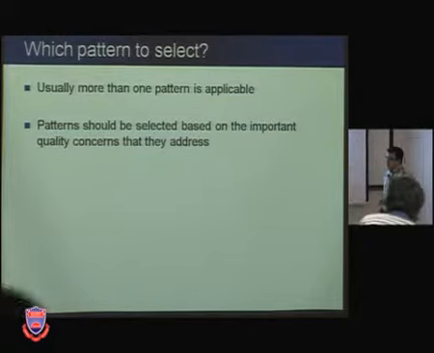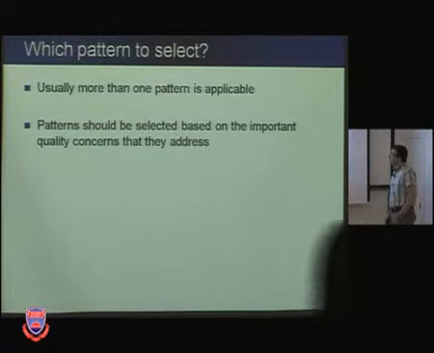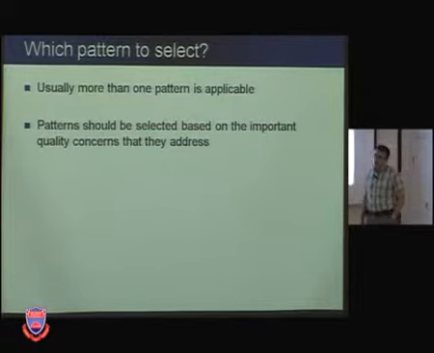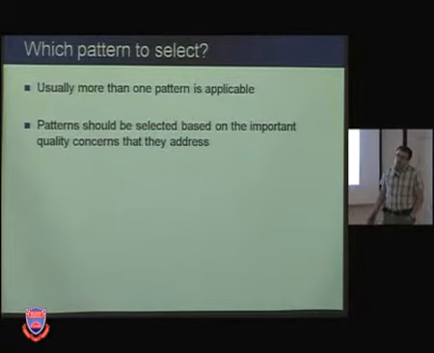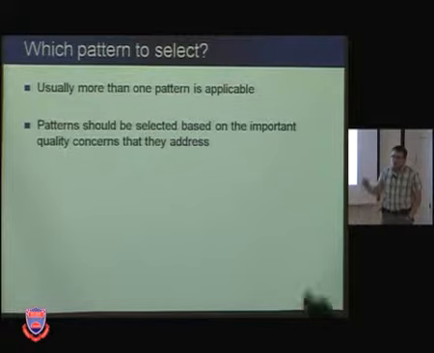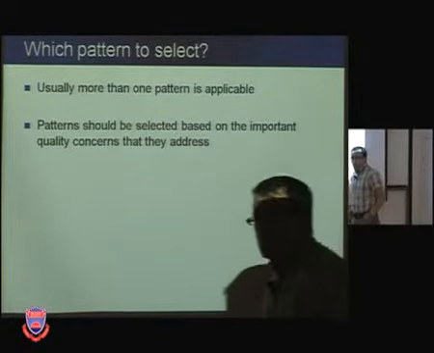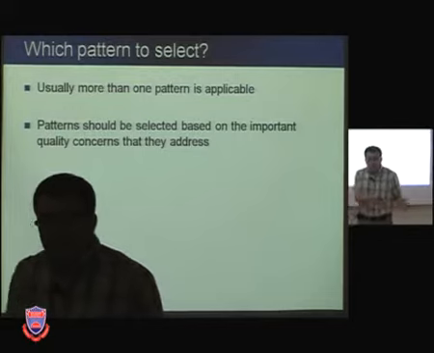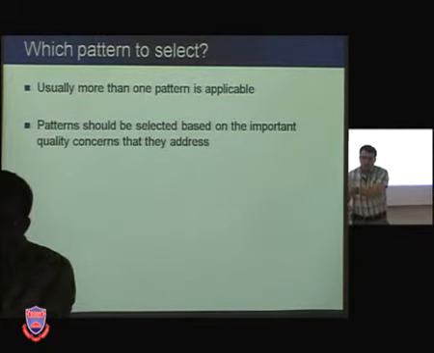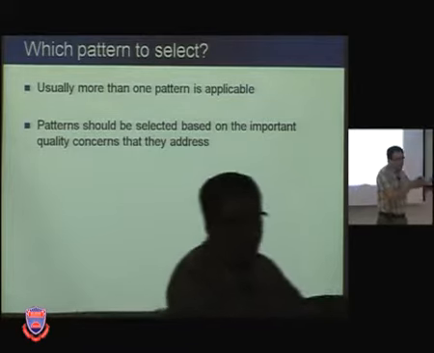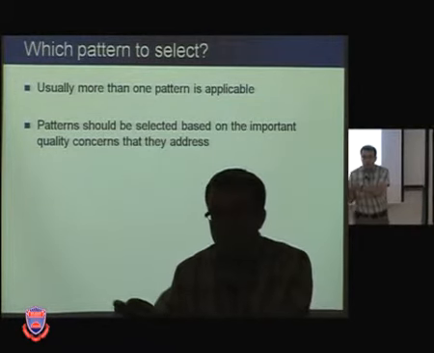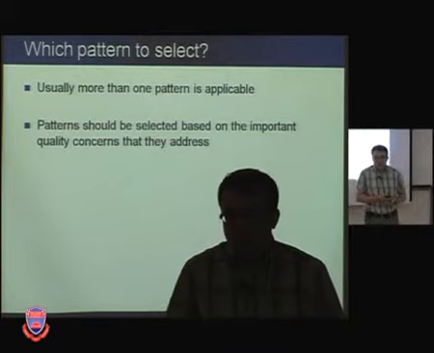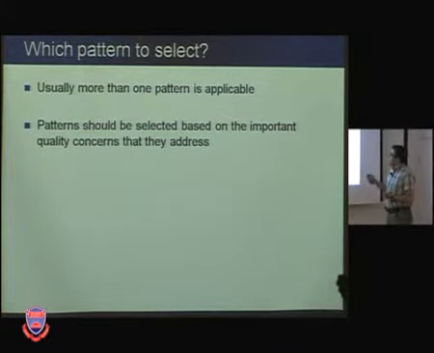So we have several patterns, and sometimes we have to decide what pattern to select. In general, or very often, more than one pattern is applicable. Sometimes not. If you have a purely interactive system, you would not go for the pipes and filters pattern, but just the MVC pattern, right? And if you have lots of streams of data which need to be processed, you would not go for MVC, but for the pipes and filters pattern. But sometimes more than one pattern is applicable.